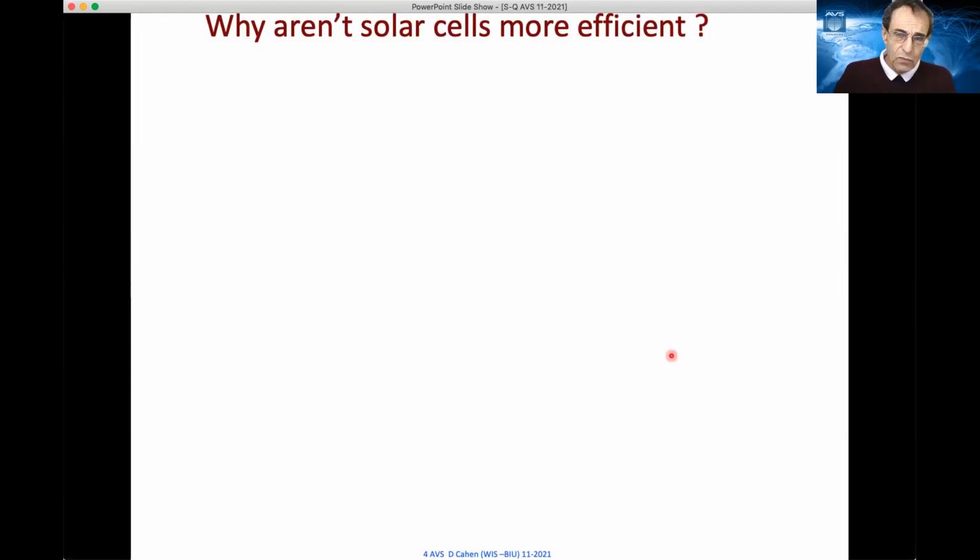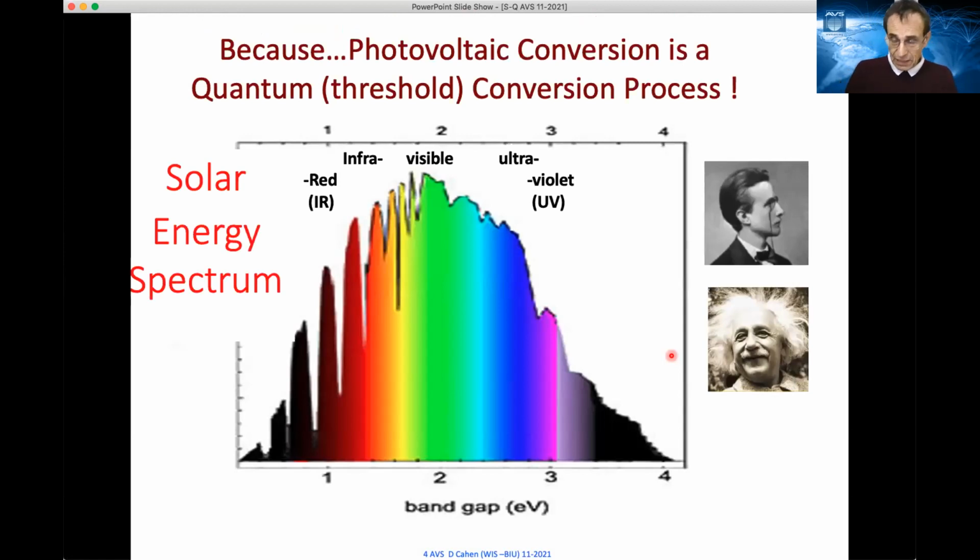Why aren't solar cells more efficient? That is where, in the end, we'll get to the Shockley-Queisser model. The main reason is because photovoltaic conversion is a quantum conversion process. That means it's a threshold process. So we have here one depiction of the solar spectrum. If we have an absorber with a threshold for absorption at, let's say, about 1.3 electron volt, then that means that we cannot use for the conversion any photon with less energy, and we can use all of the photons with more energy. The tragedy is that we can only use the threshold energy, even if the photon has twice that energy. That is the idea of this threshold conversion process.